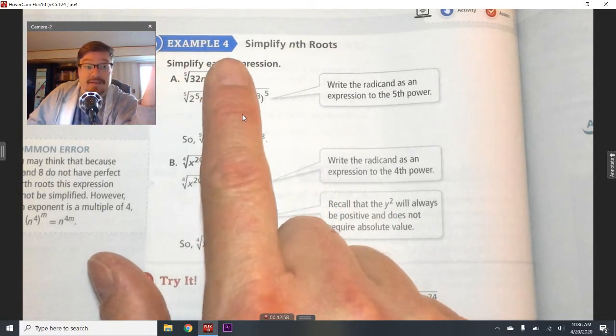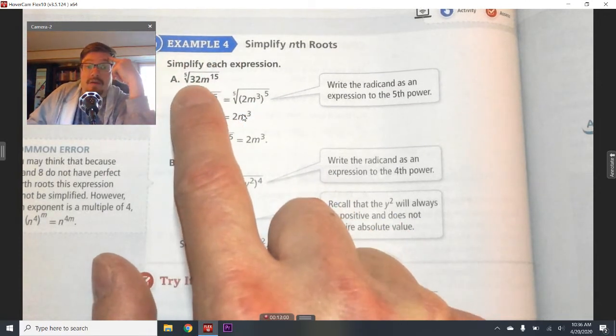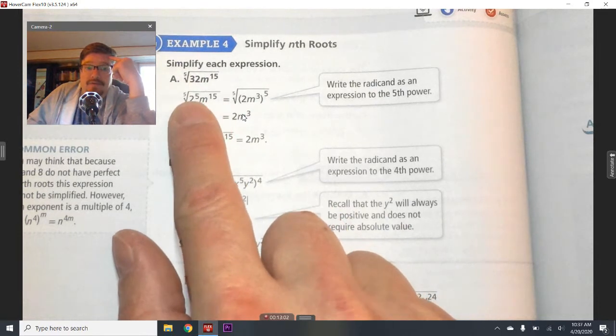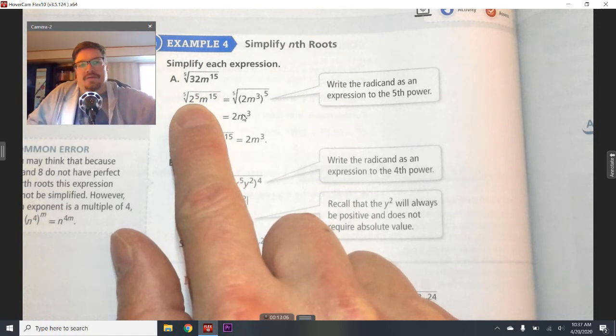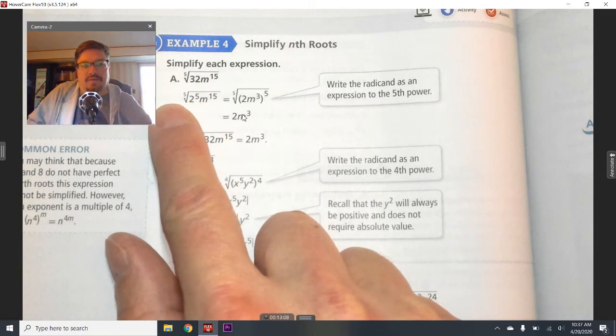Now you might have actually done this before in geometry. So here they kind of rewrote 32 as 2 to the 5th, and so since there's 5 2's, I'm going to take out 5 of those 2's and put it right in the front.